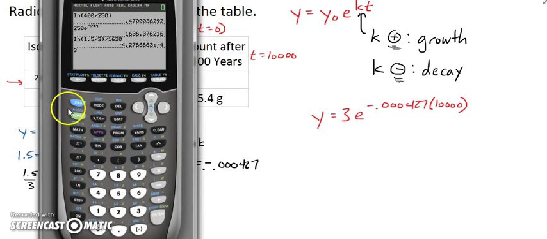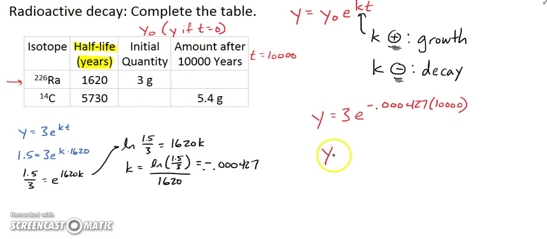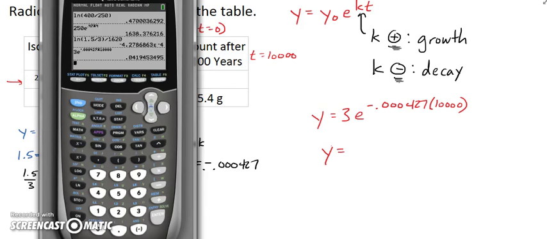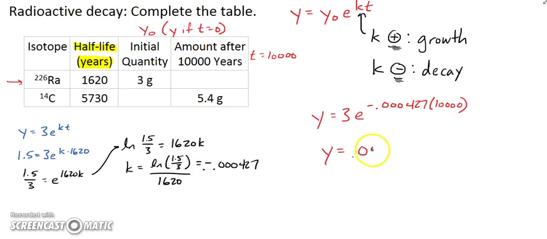So if I've got 3e to the negative 0.000427 times 10,000, that comes out to about 0.0419. And that's an amount, that's grams. So there we go.